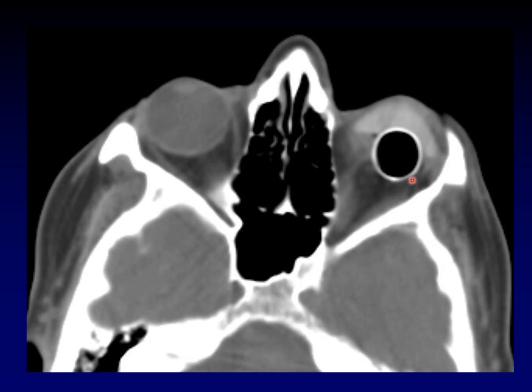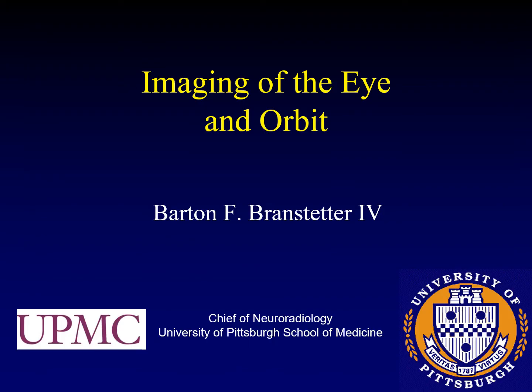Some of these implants are filled with gas and some are filled with smaller pebbles of material, but this general configuration of an anterior component and a posterior component is pretty consistent. This ends part 3 of imaging of the eye and orbit.